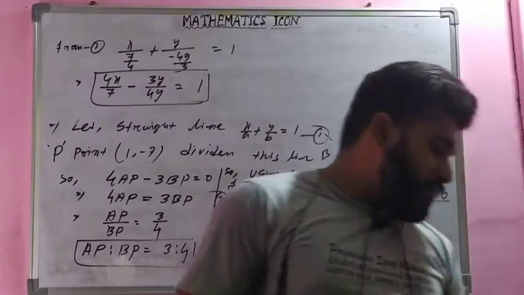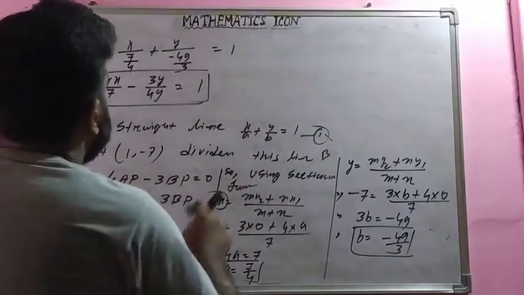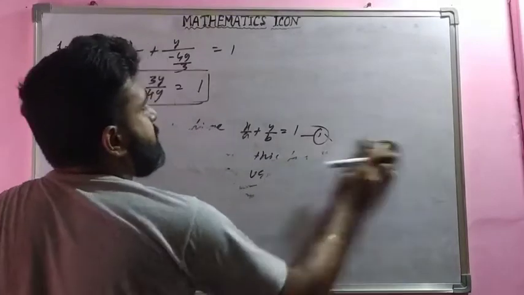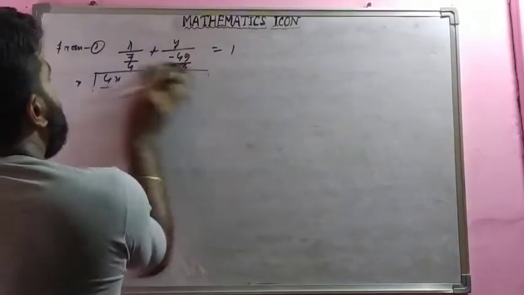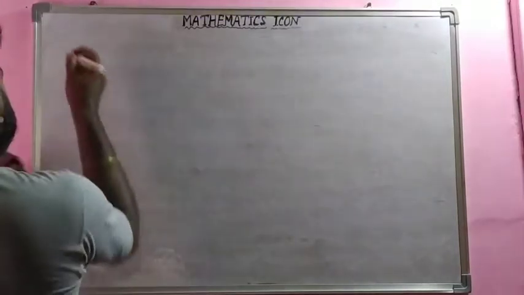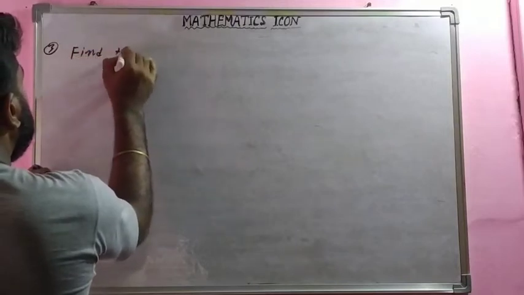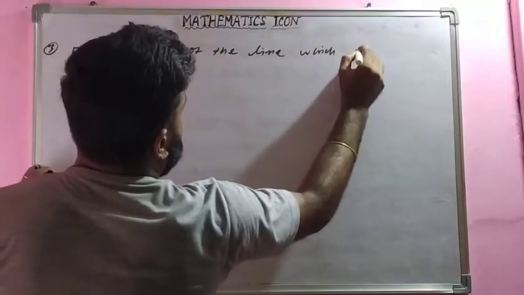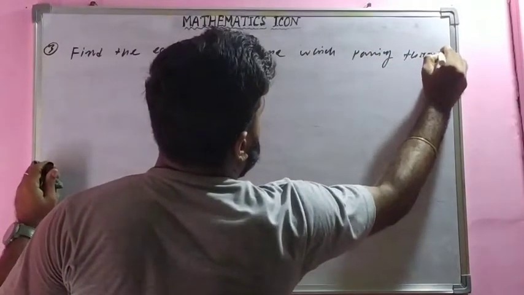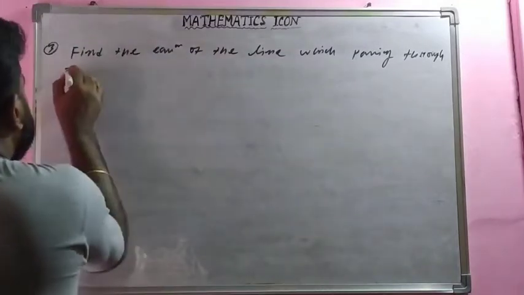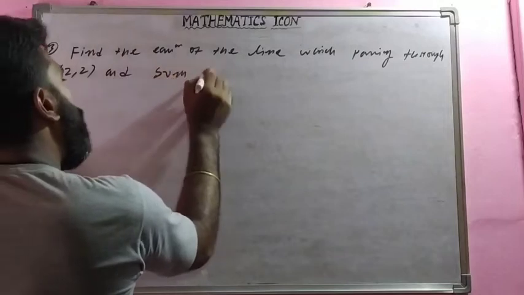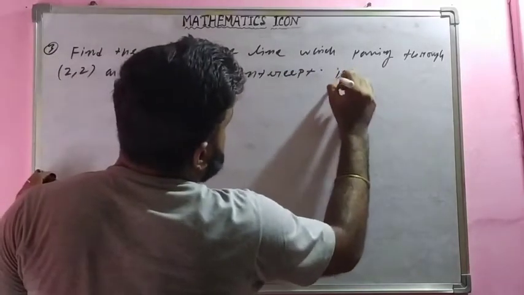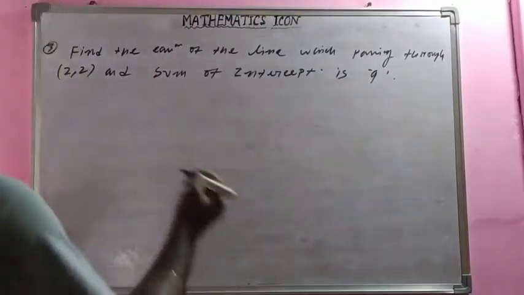Next question. Find the equation of the line. Write it down. Every question we will do today is very important for exams. Okay? So find the equation of the line which is passing through (2, 2) and sum of intercepts is 9. Now here the word intercept is used.